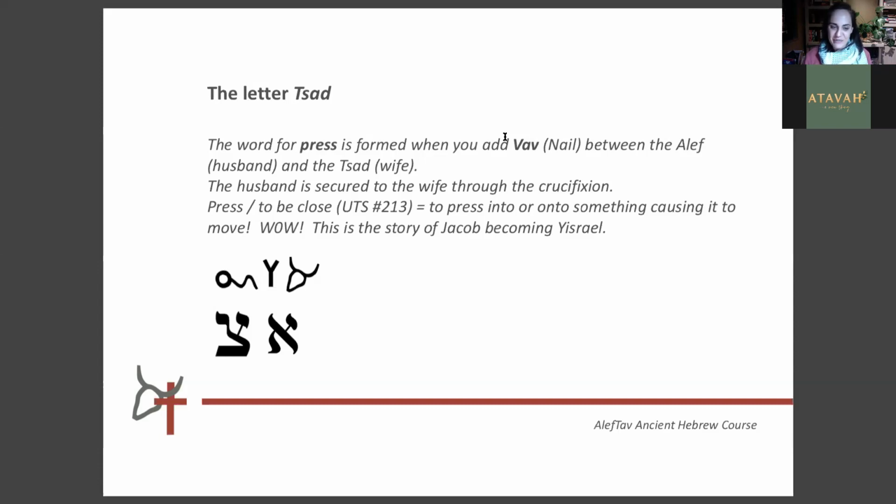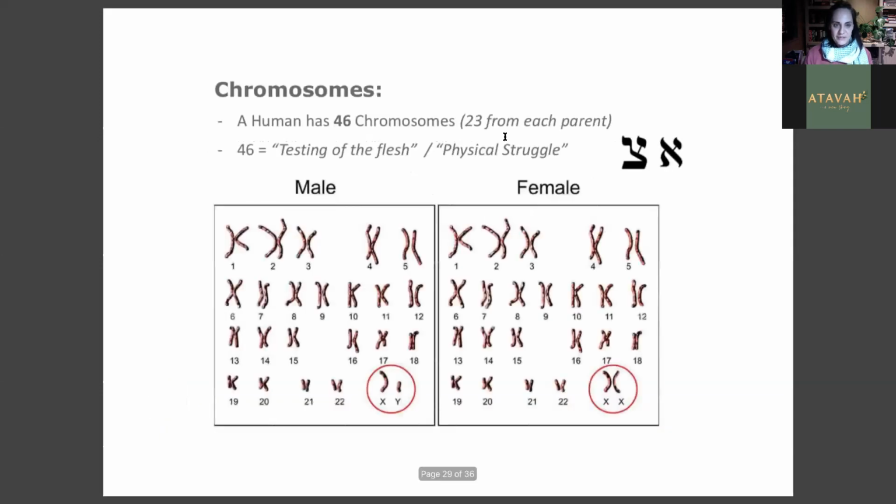So what I want to share with you next really blew my mind. When I was looking at this, and I looked at the modern Hebrew letters, and this is just Abba, the Spirit reminded me of what I shared in the epigenetics teaching. And I looked at the Aleph Tav and I saw, this looks so familiar. It looks like something I've seen before.